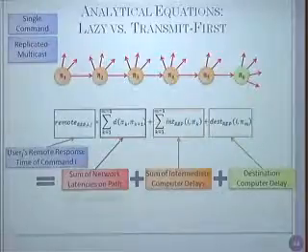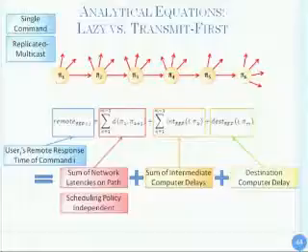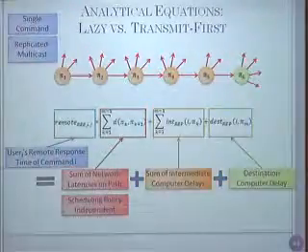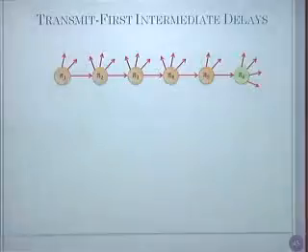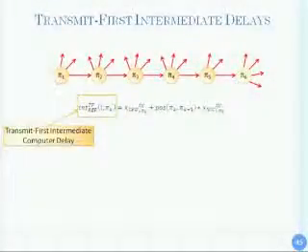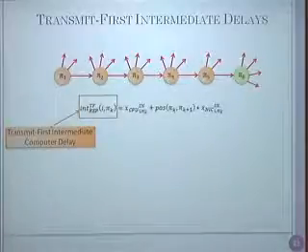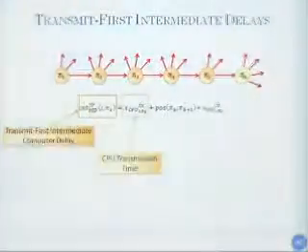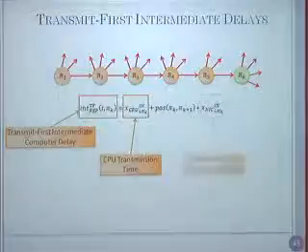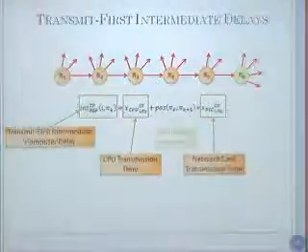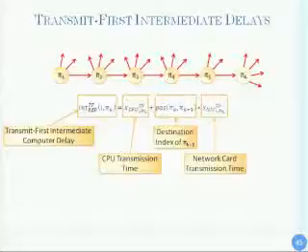Okay. Obviously, the network latencies are going to be independent of the scheduling policy, but let's see what happens with these delays, starting with the transmit first intermediate delay, for which the equation is shown here. Basically, it states that the transmit first delay is equal to the amount of time the computer requires to forward the command to the next computer on the path. Okay? And this depends on several factors. It depends on the CPU transmission time, the network card transmission time, and the order in which this intermediate computer transmits commands. Okay? The destination order.